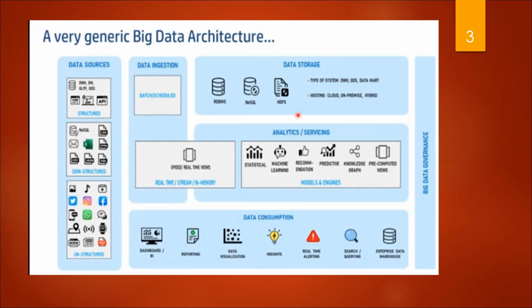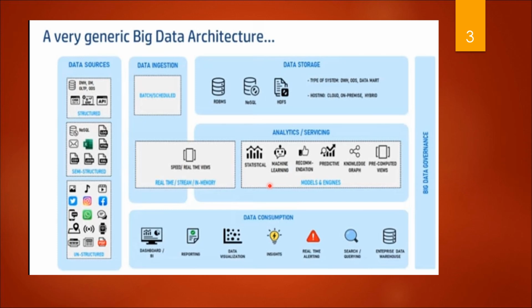Next one is the analytics or serving layer. This is the layer where models and engines run and provide outputs to be utilized by the consumption layer, typically on demand. It can have statistical and AI models. It can have recommendation engines like Amazon product recommendations or YouTube video recommendations. It can have a knowledge graph, which is widely used for link analysis and social media analysis. And finally, the output of these models and engines, which are usually pre-computed, is used for user queries.